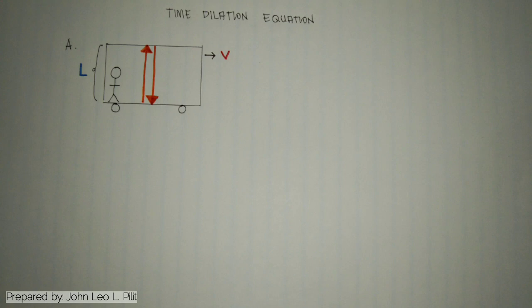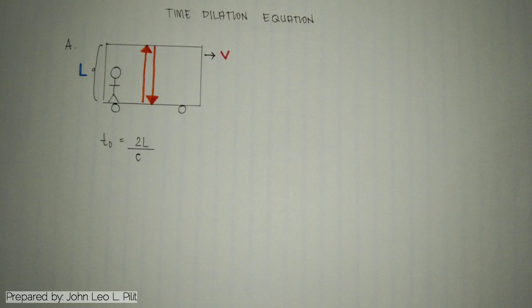Now, if we want to calculate the time for this process that the light beam spends traveling back and forth, we will use the time equation T sub O, which is equal to the product of 2 and L, L being the height of the train with the beam going up and down represented by that 2 coefficient, divided by c, which is the speed of light.